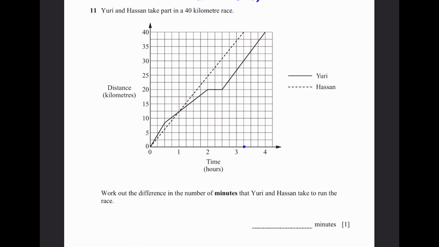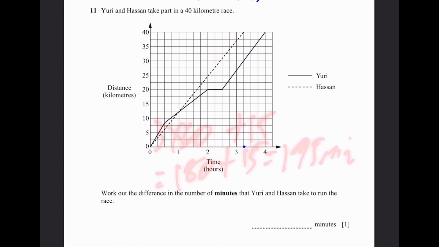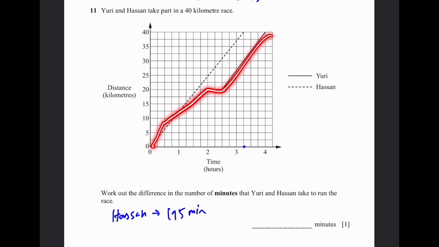And then we make 3 hours, 15 minutes into only minutes. That's 3 times 60 plus 15. 180 plus 15. 195 minutes. So Hassan took 195 minutes. Now let's look at the thicker line, which is for Yuri.